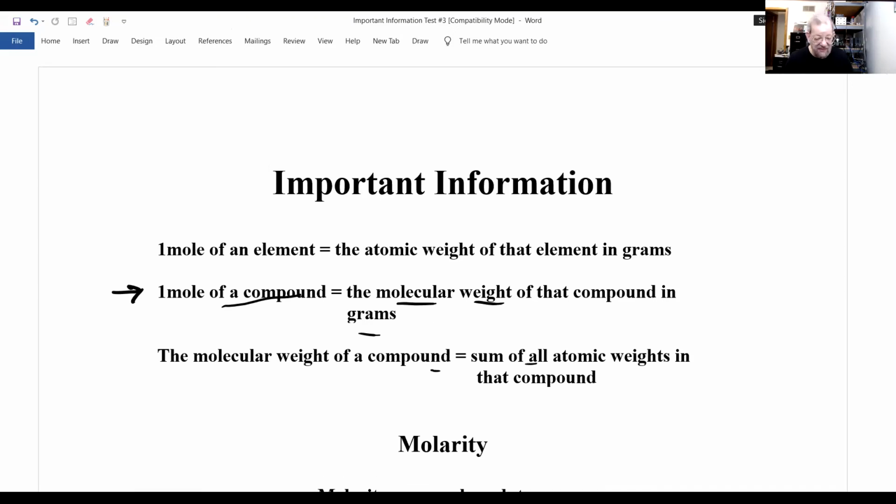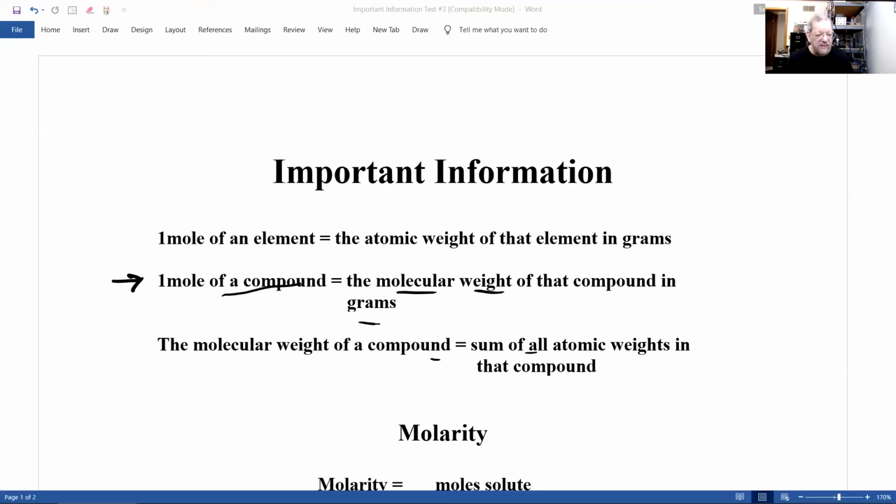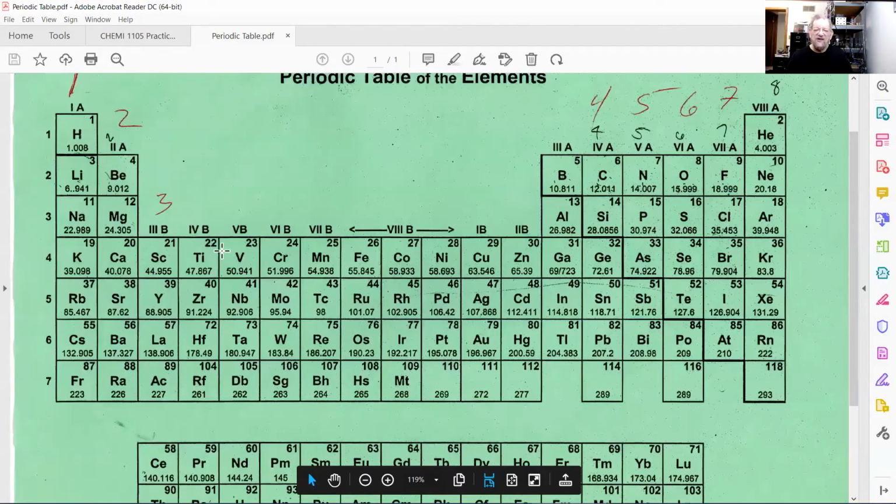And I don't have something open, so I've got to open it. All right. And as you see, the periodic table we've been using all semester. If you look here, you'll see that the atomic weights are underneath the symbol.